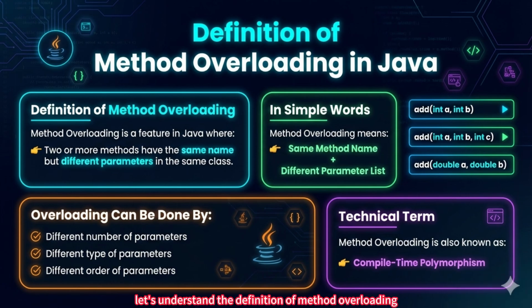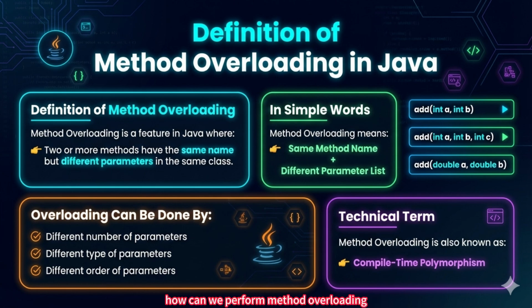First, let's understand the definition of method overloading. Method overloading is a feature in Java where two or more methods have the same name but different parameters in the same class. In simple words, method overloading means same method name plus different parameter list.